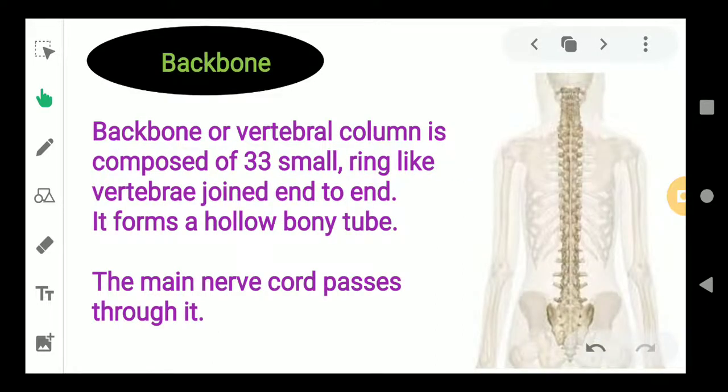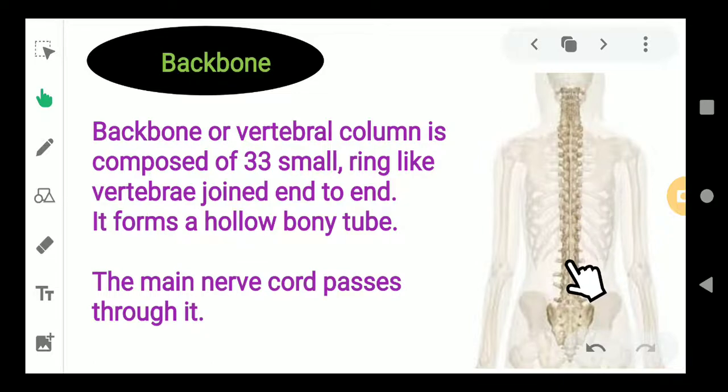Next is backbone. Backbone or vertebral column is composed of 33 small ring-like vertebrae joined end to end. This is the backbone. It is also known as vertebral column or spine. It is composed of 33 small ring-like vertebrae. How many vertebrae are there? 33 vertebrae are there. They are ring-like. They are joined end to end and it forms a hollow bony tube.